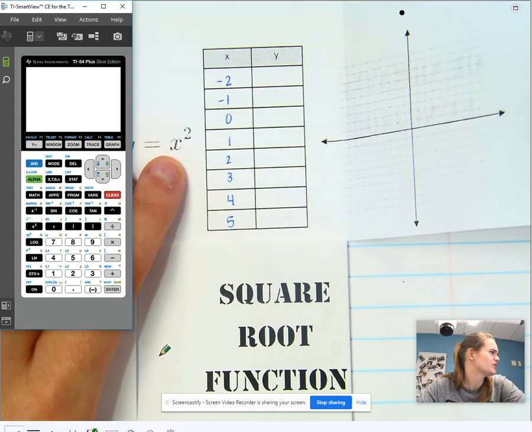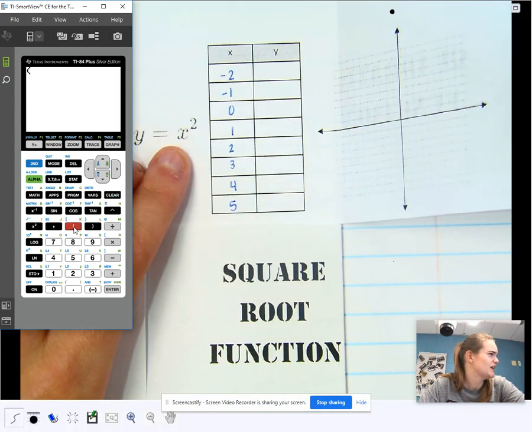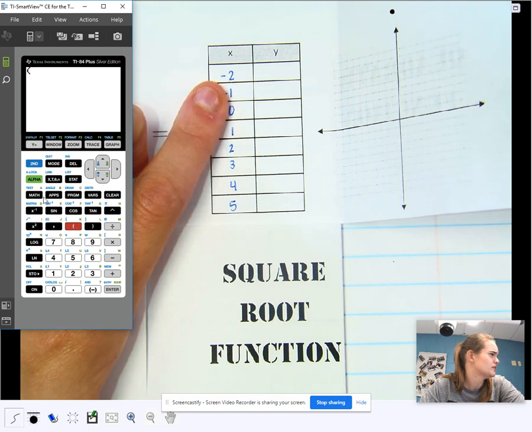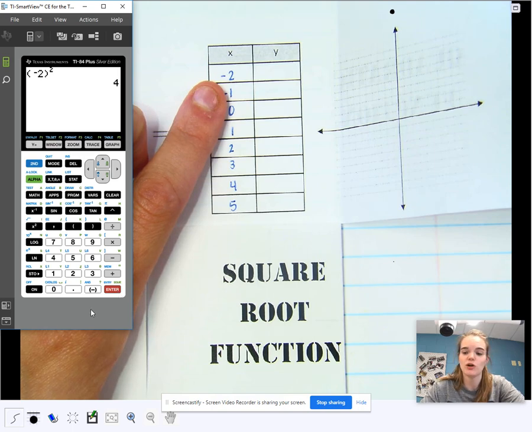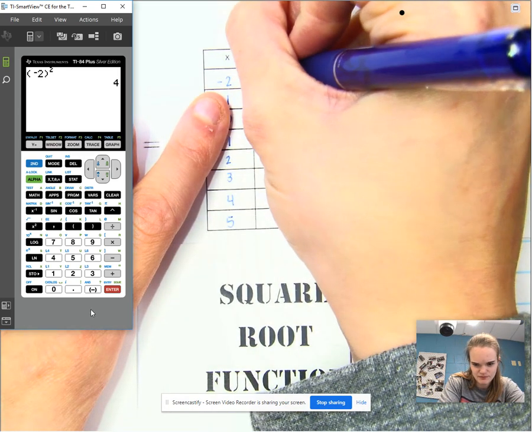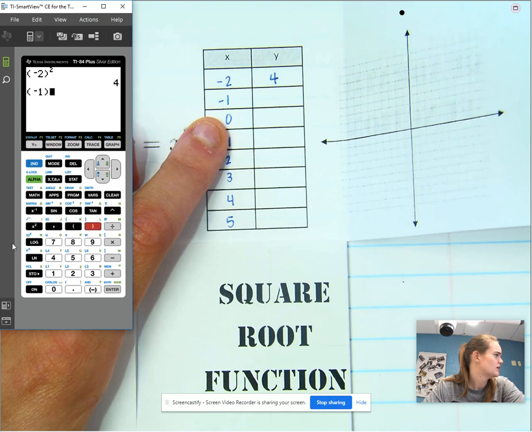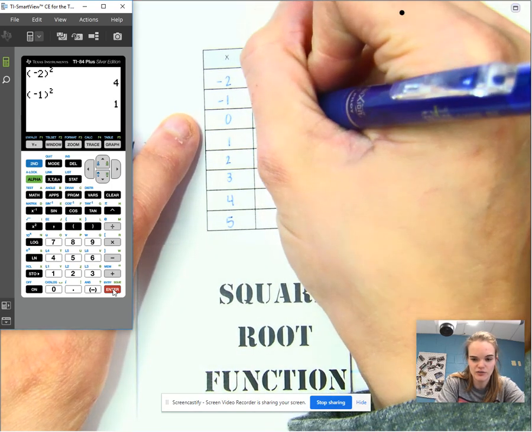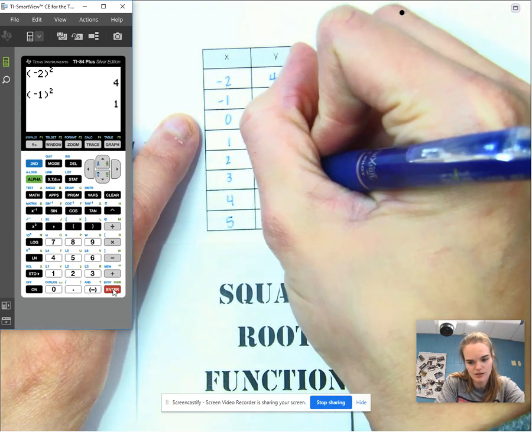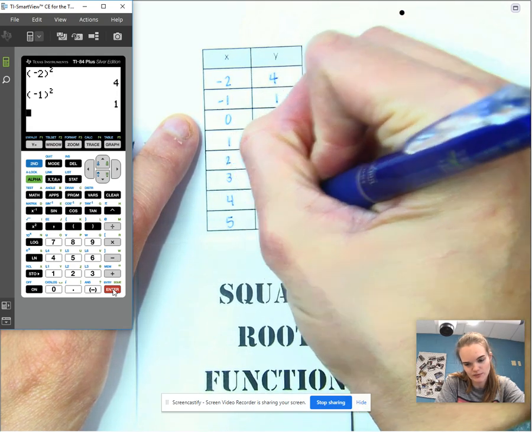You are taking this x, putting -2 in parentheses, closing it, and squaring it. Okay, and then pressing enter. If you don't put in parentheses, you will not get the right thing. So it's 4. Okay, and now I do it again, but with -1 inside the parentheses. One, okay, and I'll keep going. That's 0, 1, 4, 9, 16, 25.